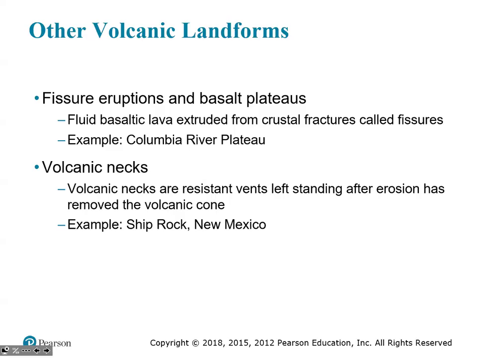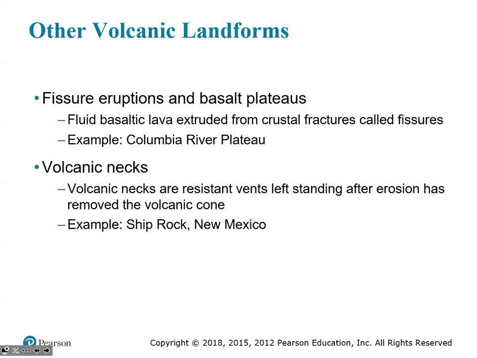Another sort of structure you can get are fissure eruptions and basalt plateaus. This is where very fluid basaltic lava flows out of long cracks and floods large areas. So these are fluid basaltic lava that's extruded from crustal fractures called fissures. An example of these are the Columbia River Plateau in the northwestern United States. And another structure we get are volcanic necks.